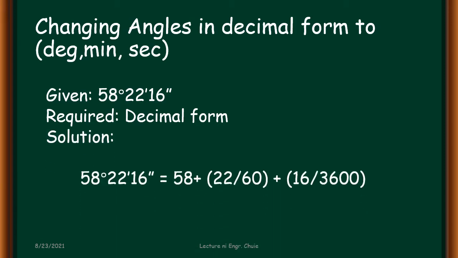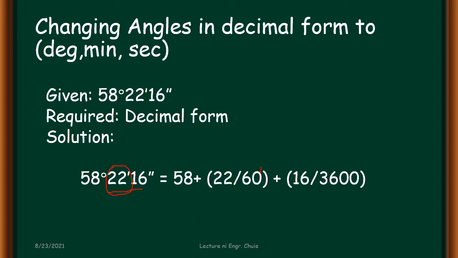So, yung 58, you just copy 58, 22, and 16. So, yung 58 degrees, this is the degree na, so no need to convert this one. And kailangan lang natin i-convert is the 22 and 16. So, si 22 minutes, i-convert natin siya into degrees. So, paano natin i-convert yung 22 minutes into degrees? We just divide 22 by 60 minutes. Since yung isang degree is equivalent to 60 minutes.